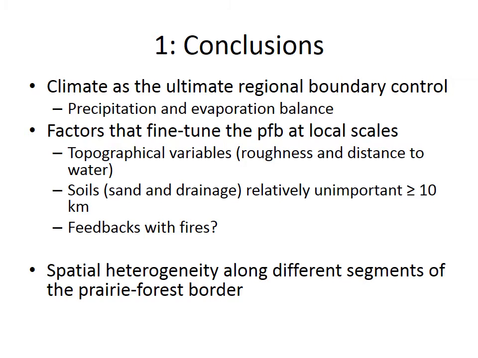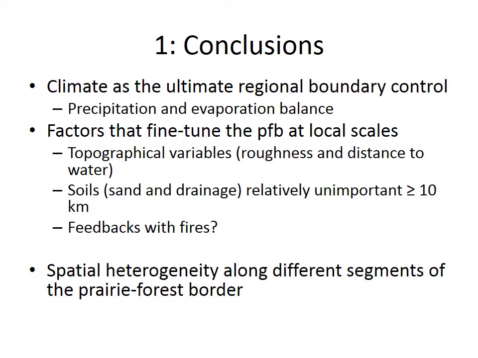So the conclusions are climate is the ultimate regional boundary control, especially the precipitation and evaporation balance. Factors that fine-tune the prairie forest border at local scales, they're responsible for all the little wiggles in the line that you see when you zoom into the size of a township, are topographical variables like roughness and distance to water, and soils, sand, and drainage, which is relatively unimportant when you get to spatial scales more than 10 kilometers or 6 miles. There are probably feedbacks with fires going on as well, or I should say there were.